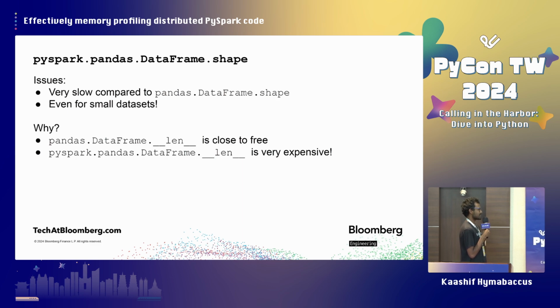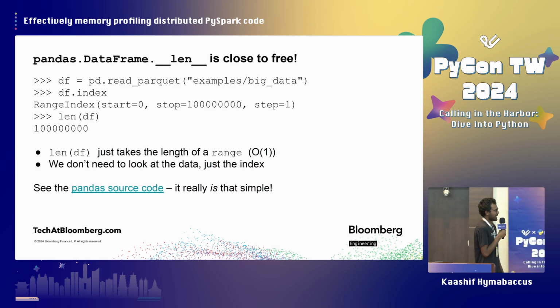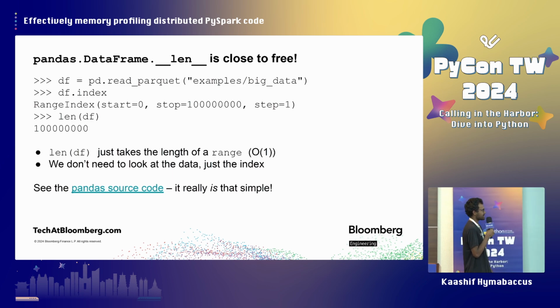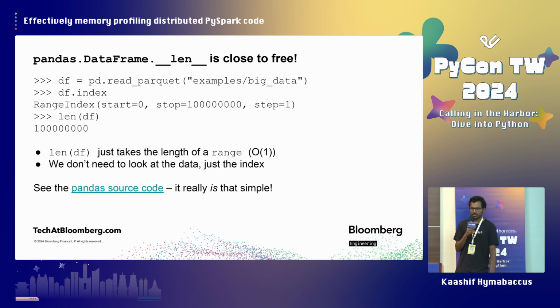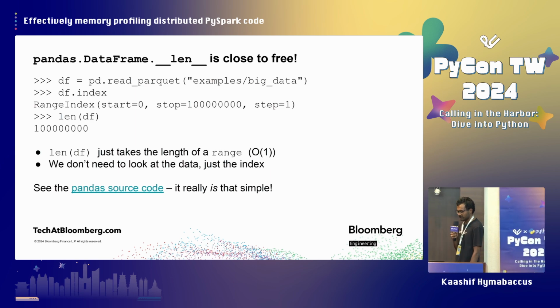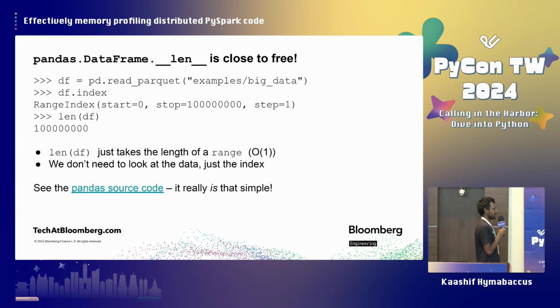I should have written in some cases there, but if you, for example, do this, you load a Parquet file and you look at the index, it's a range index. This has 100 million rows in this data frame. And if you take the length of the data frame, it runs almost instantly. And if you look at the pandas source code, when you have a range index, it's really just doing arithmetic.